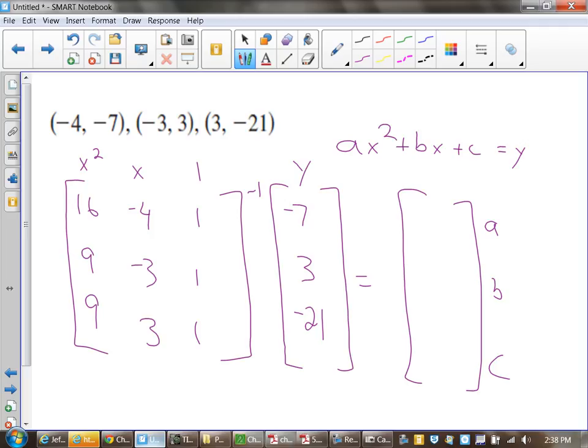The answers are all y. And then that'll give you your A, B, and C, and then you just have to resubstitute back in.